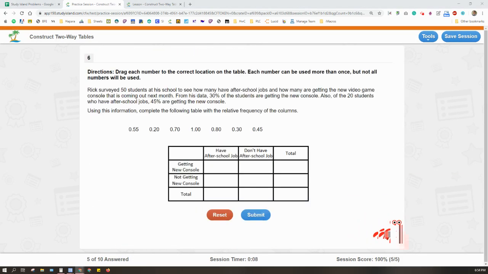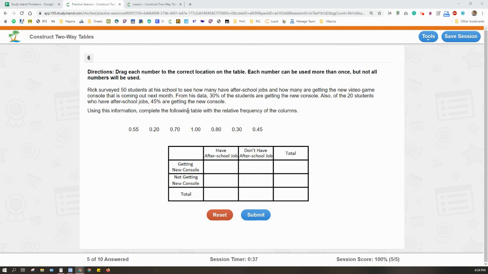Next up, number 6. Rick surveyed 50 students at his school to see how many have after-school jobs and how many are getting the new video game console that is coming out next month. From his data, 30% of the students are getting the new console. Also, of the 20 students who have after-school jobs, 45% are getting the new console. Using this information, complete the following table with the relative frequency of the columns.